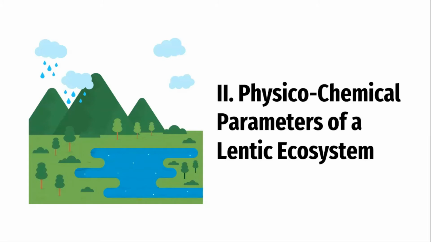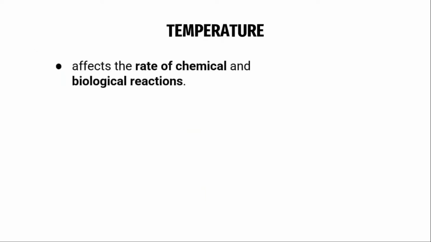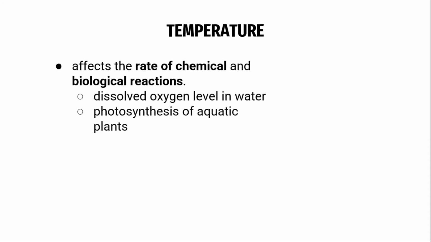Now, let's talk about the different physicochemical parameters and their implications to a lentic ecosystem. These are important to know the trophic nature of a water body. The temperature, much like in a lotic ecosystem, significantly affects the rate of chemical and biological reactions in a lentic environment. It affects the dissolved oxygen level in water, photosynthesis of aquatic plants, metabolic rates of aquatic organisms, and the sensitivity of these organisms to pollution, parasites, and disease.